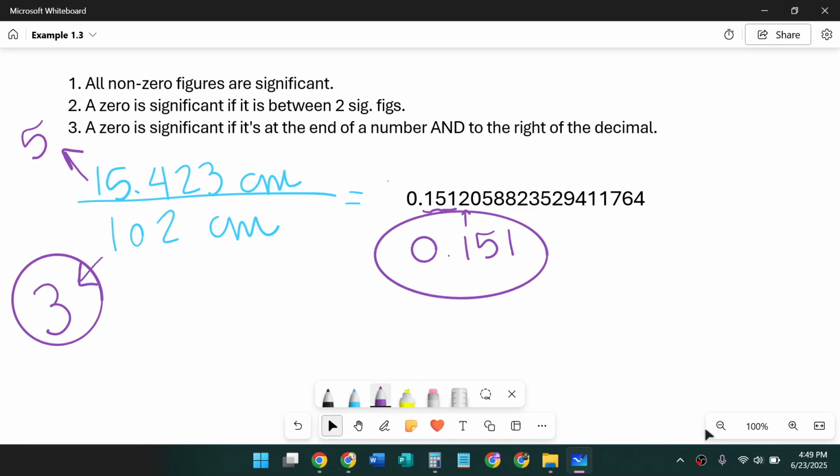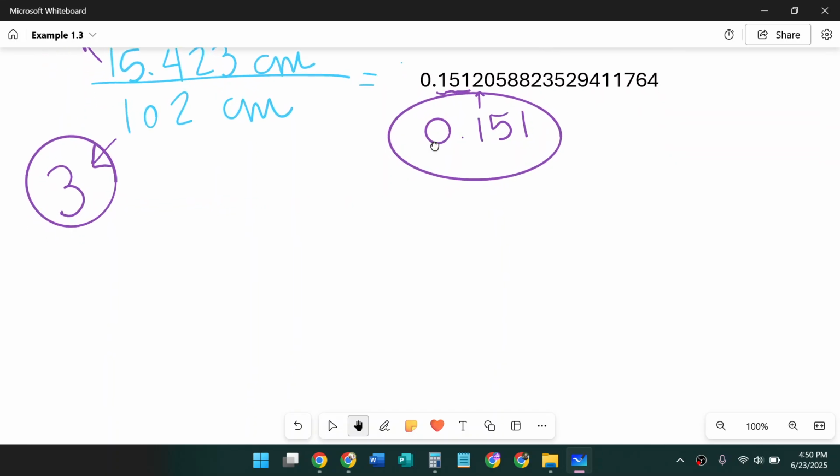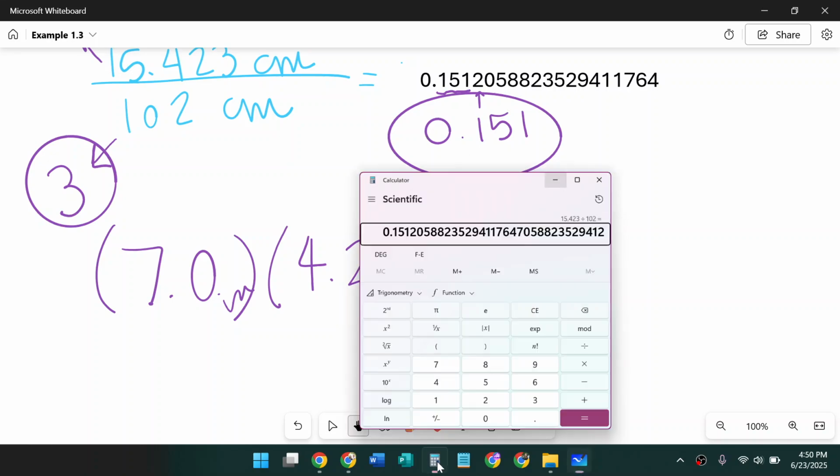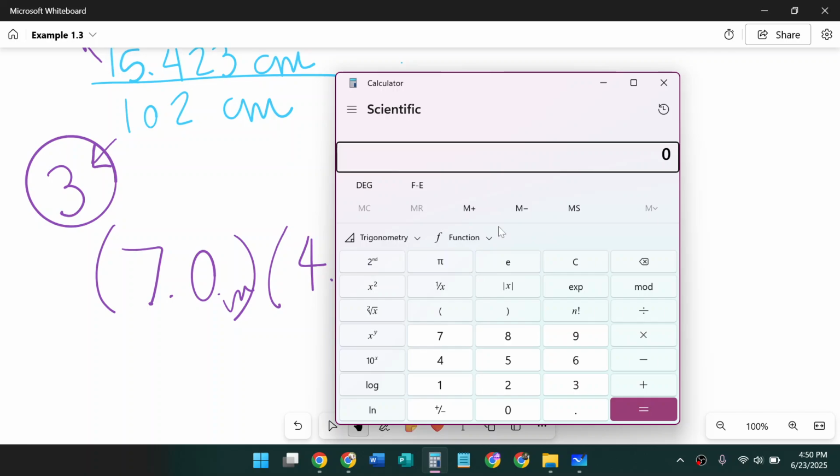The second one asks, what is the proper answer when a measurement of 7.0 inches is multiplied by 4.209 inches? So again, we have 7.0. We have to leave it just how they wrote it. And we're going to multiply that by 4.209 inches. Sorry for adding in my inches afterwards.